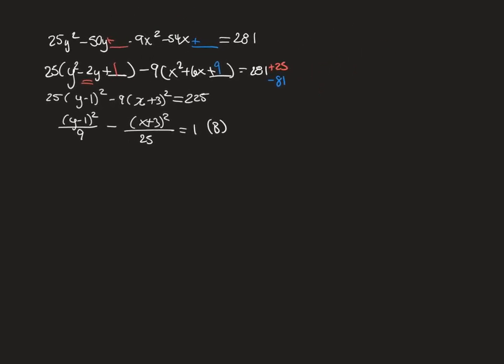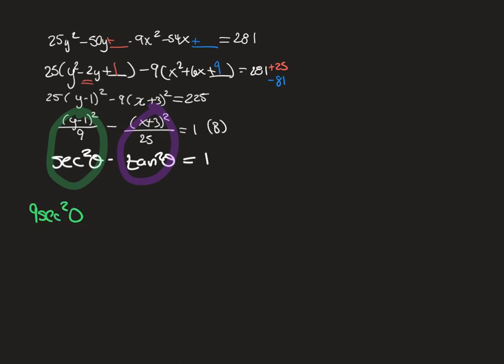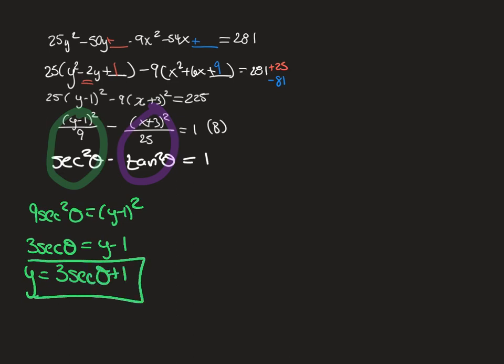For line C, we go secant squared theta minus tan squared theta equals 1. So we're pairing things up. These two go together. These are going to go together. So when I solve for my secant, I'm going to multiply the 9 over. So 9 secant squared theta equals (y minus 1) squared. Then square root: 3 secant theta equals y minus 1. So y is going to equal 3 secant theta plus 1. There's one of your parametric equations right there.